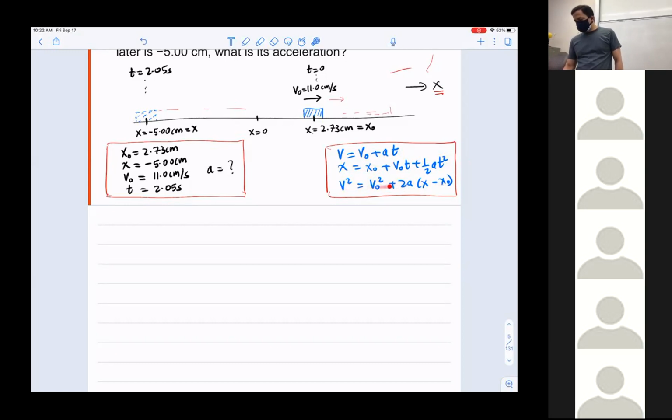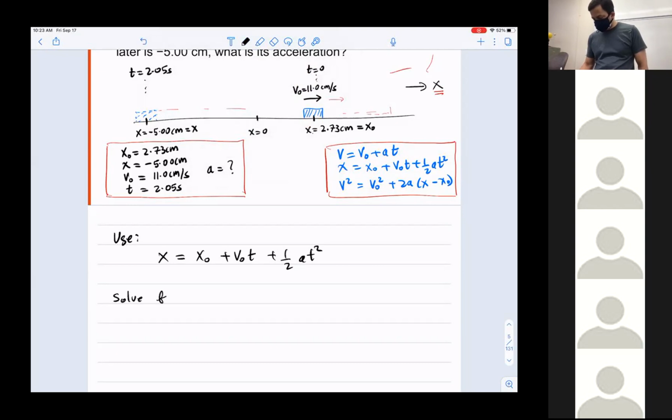The third equation is also something we cannot use because, again, we don't know what v is. We know everything else, but we don't know what this v is, so I can't solve for a. And that's basically the strategy. And as you get some practice with it, you will start to be quicker at identifying what needs to be done. So let's go ahead and use x equals x naught plus v naught t plus 1/2 at squared. And then I will solve for the acceleration.